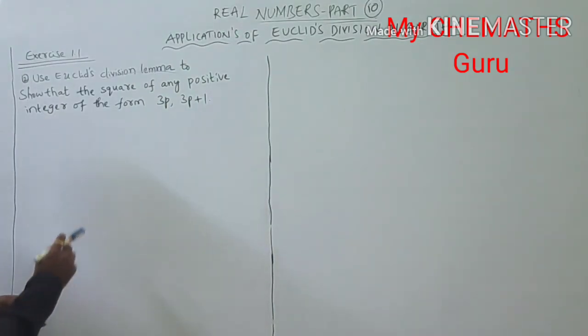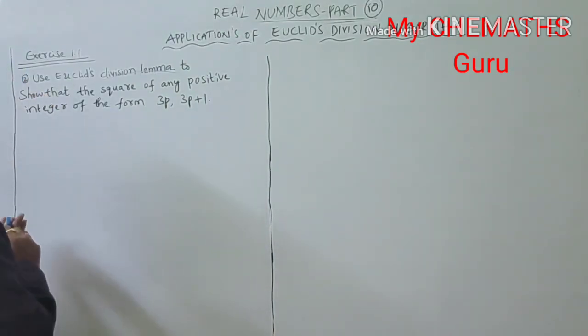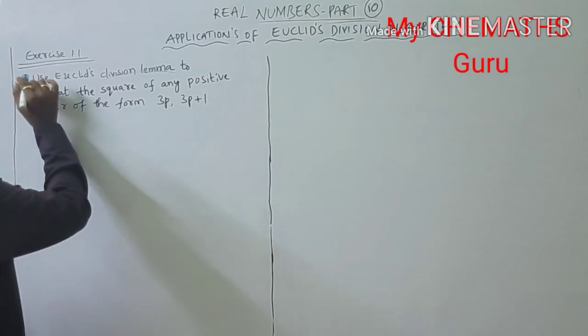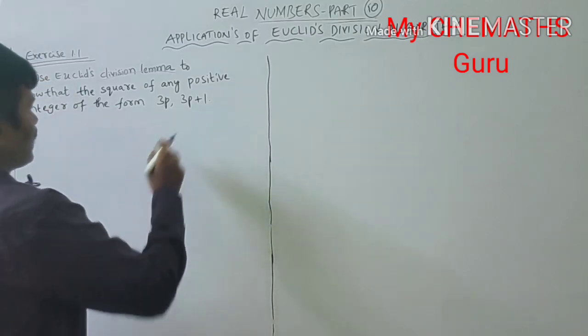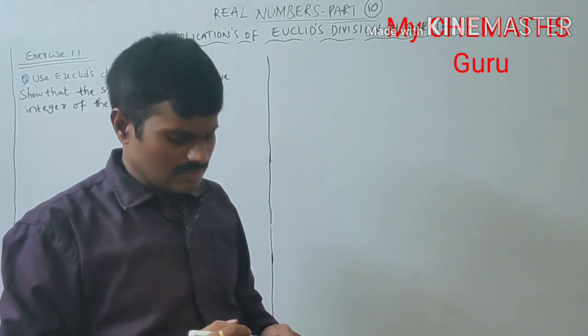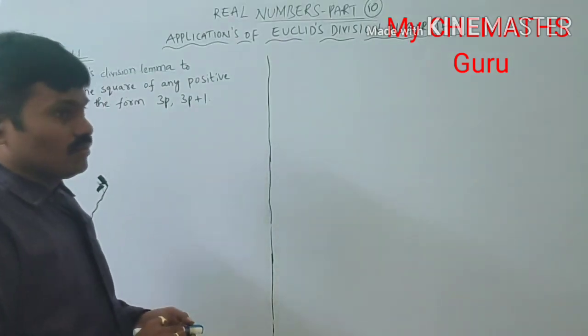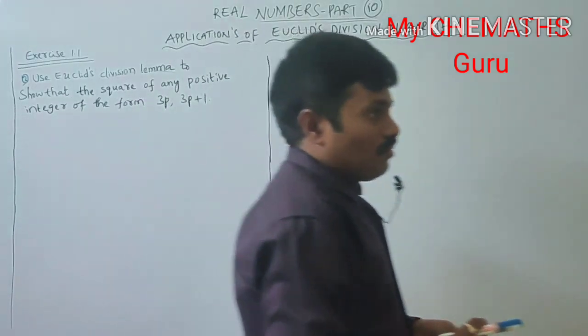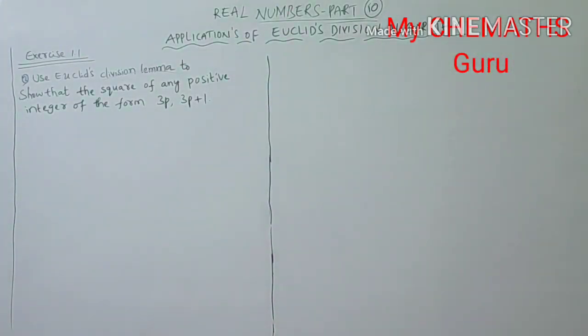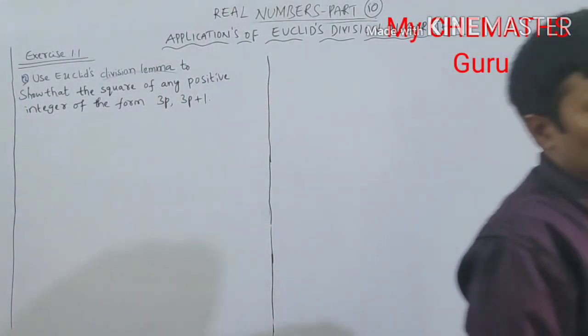Use Euclid's division lemma to show that the square of any positive integer is of the form 3p or 3p plus 1. See, it is also a most important problem and very easy.